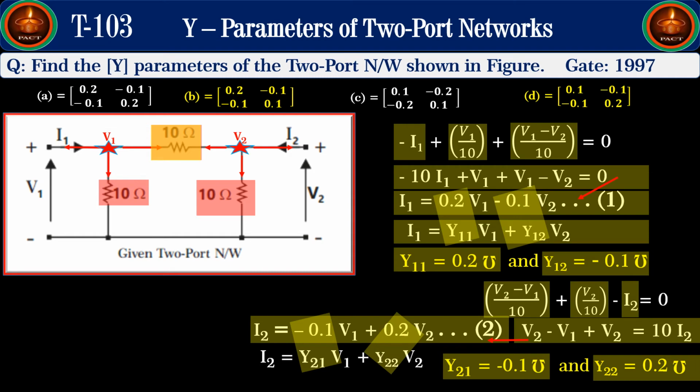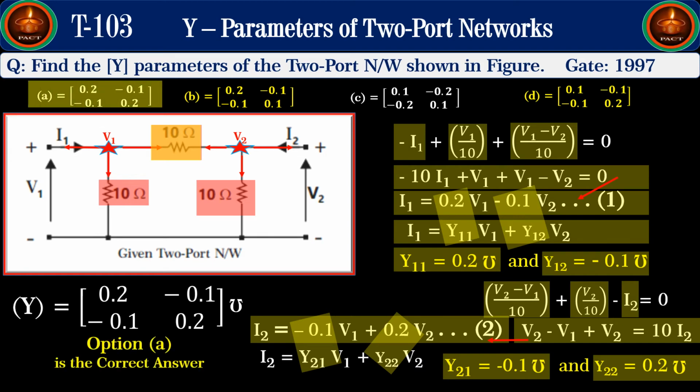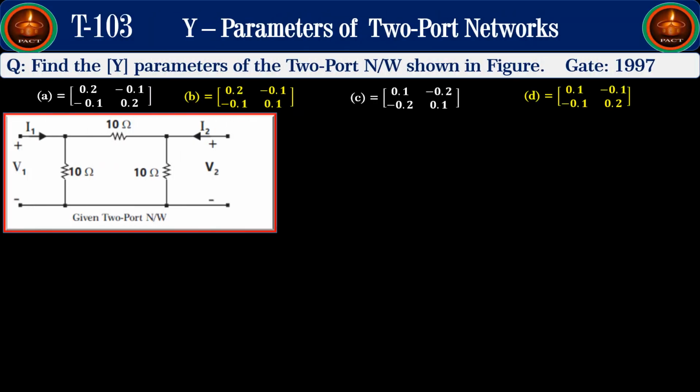By writing the parameters obtained in terms of matrix, we get y is equal to 0.2, minus 0.1, minus 0.1 and 0.2 mho. And if you observe the given options, we find that option A is the correct answer. Friends, we have solved the same problem by using a different method and found that option A was the correct answer.